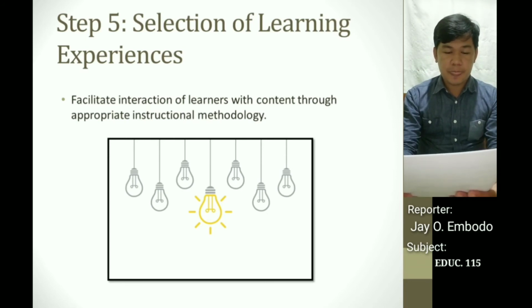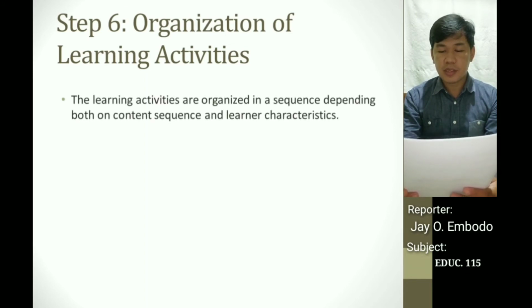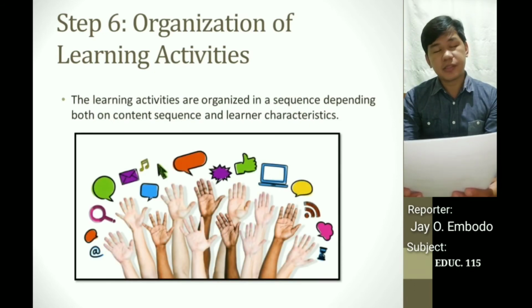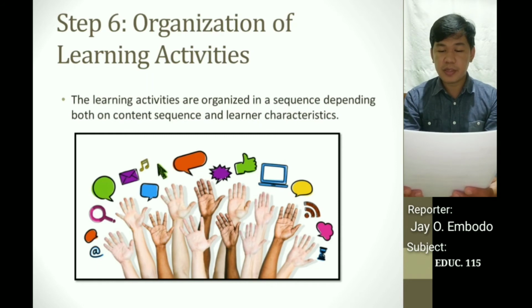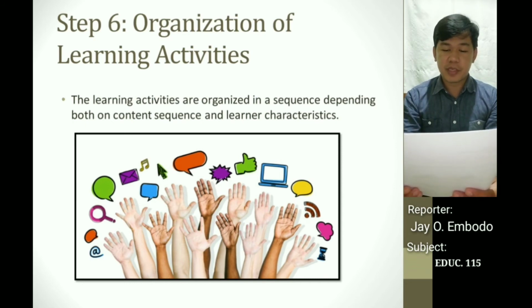Then the sixth step is organizing of learning activities. The learning activities are organized in a sequence based on the content, sequence, and learner characteristics. In step 6, Taba believes that the learning experiences are organized to allow continuity of learning. Each activity is a prerequisite for those that follow. This provides what the students are capable of.